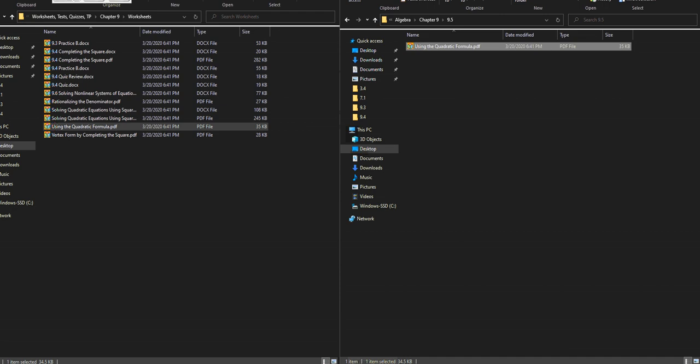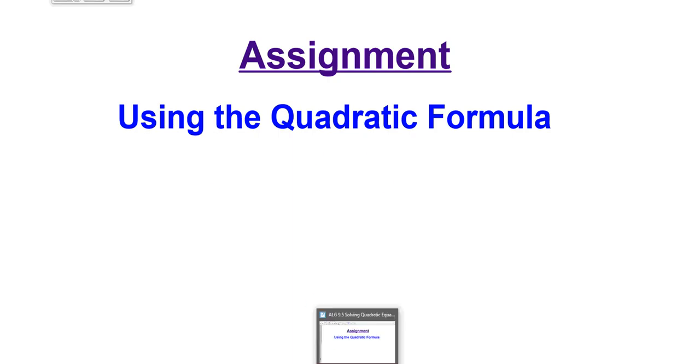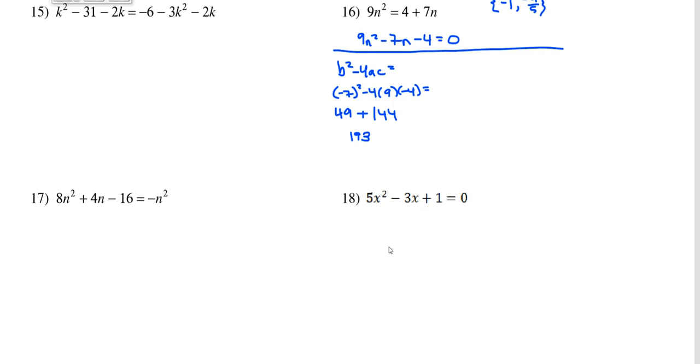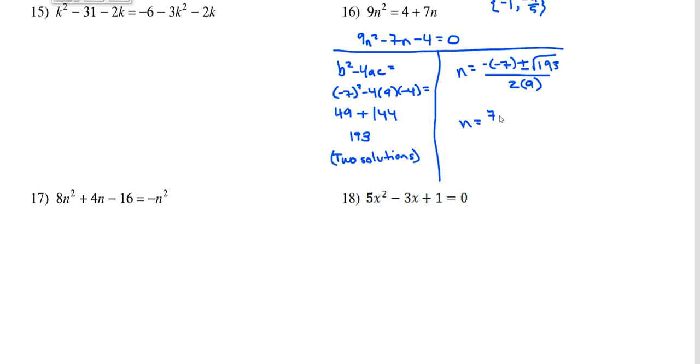Two real solutions. All right, so now I've got n equals negative b, negative negative 7, plus or minus the square root of b squared minus 4ac, which is 193, all over 2a, 2 times 9. So this one becomes negative negative 7 is 7, plus or minus the square root of 193 divided by 18. And write that in set notation, 7 minus the square root of 193 divided by 18, or 7 plus the square root of 193 divided by 18.